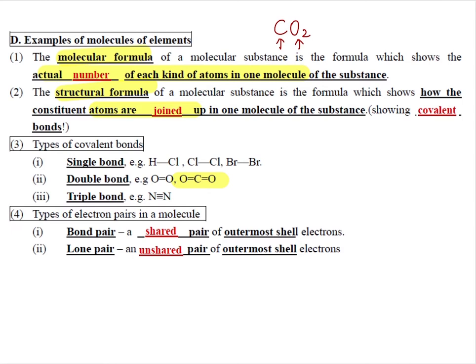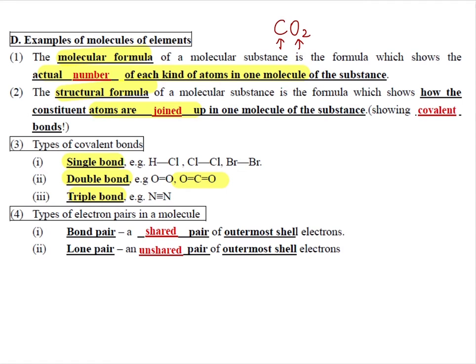So for the types of covalent bonds, we have single bond, double bond, and triple bond. And for single bond is one line only. So for this, only one line here. So means single bond, only one pair of shared electrons inside, so it is single bond. For double bond, 2 pairs of shared electrons inside, so double bond. And for triple bond, 6 shared electrons, so that means 3 pairs.